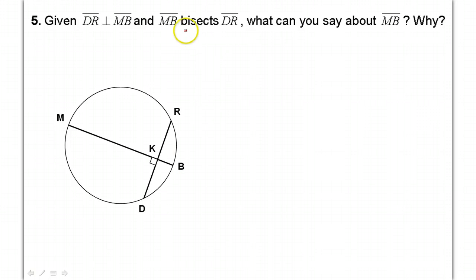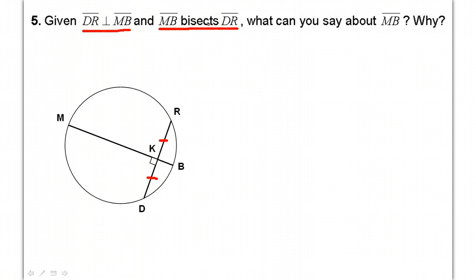However, it's a little tricky because there's something else that is given that simply was not in the picture. So we had to actually read the directions. We're given not only that the segments are perpendicular, that part is shown, but we're also given that MB bisects DR. So we're actually given this as well. Okay, so we're given that segment MB, chord MB, is a perpendicular bisector.